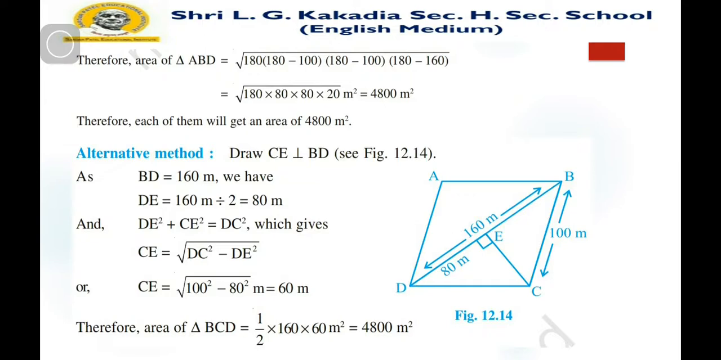So the area of triangle BDC is half into base into height, that is one half into 160 into 60, which is equal to 4800 meter square. So in this way we can also find it.